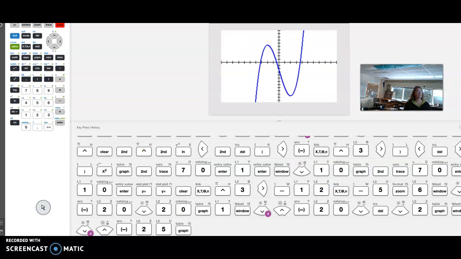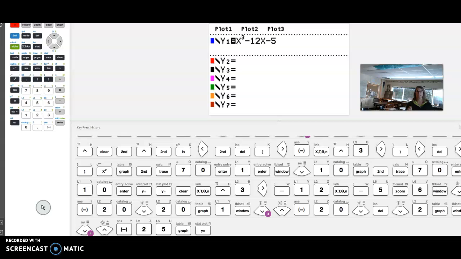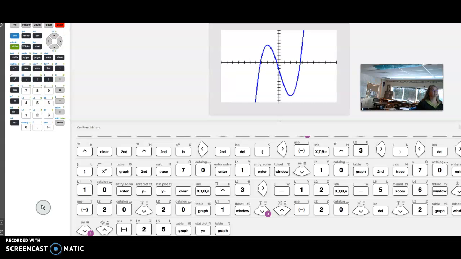All right, I'm going to graph. So here is the graph of our original function. What I have in y equals is the original function that we started with, f of x equals x cubed minus 12x minus 5. Looking at this graph, we have a local maximum at -2. You can see the cursor there. And at +2, we have a local minimum, which confirms what we found.